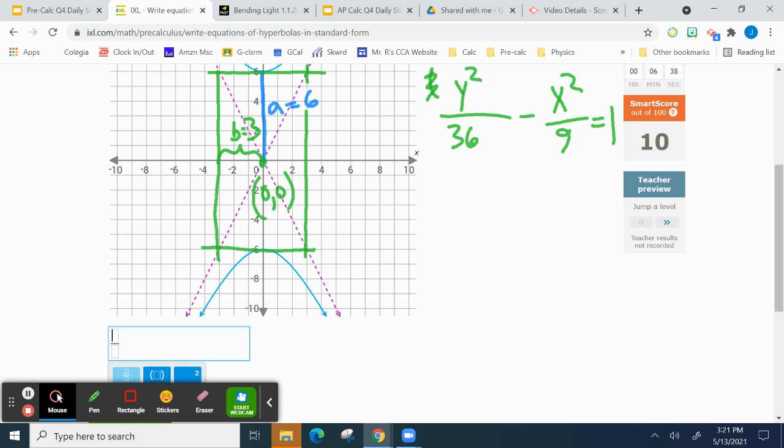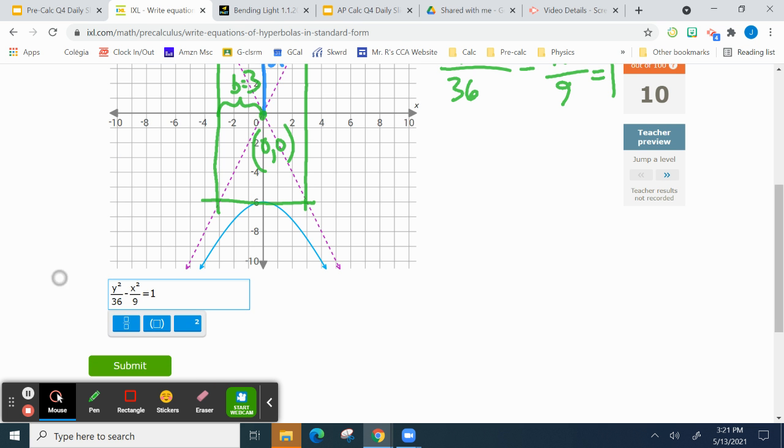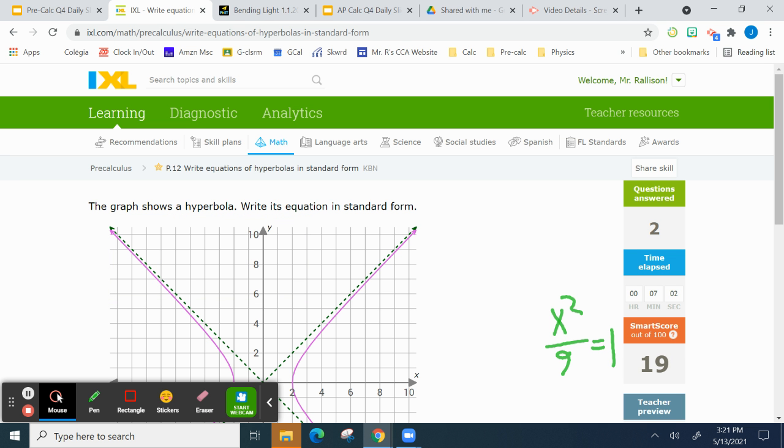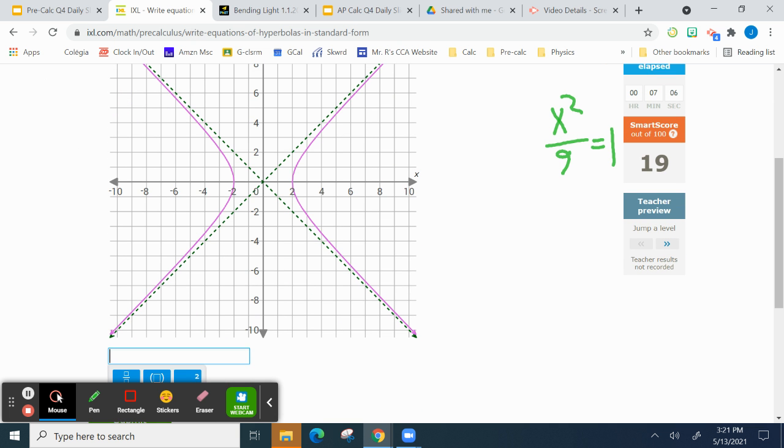So that is y squared over 36 minus x squared over 9 equals 1. I'm going to try hitting the submit button. Let's see if we get to see it. There we go. We got to see the trim. Good. All right. So this is exactly the same as the two that I've done already.